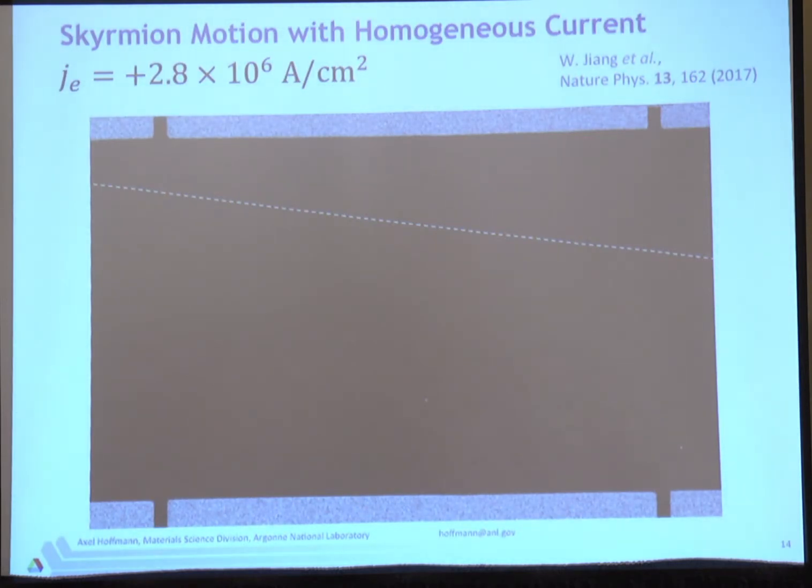Can we see this? Well, in the samples that I've shown before, the current distribution was very inhomogeneous, so it's hard to do something quantitative. So here what we do is we take a wide wire where we have a pretty homogeneous current flow. We have skyrmions created a little bit outside up here. And then what you see is that these skyrmions indeed all move at a well-defined angle, pretty much following this direction indicated.